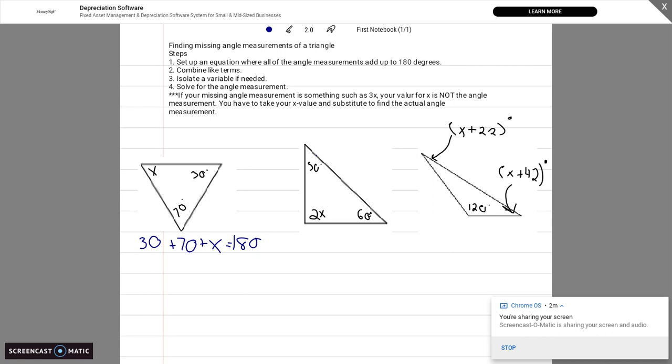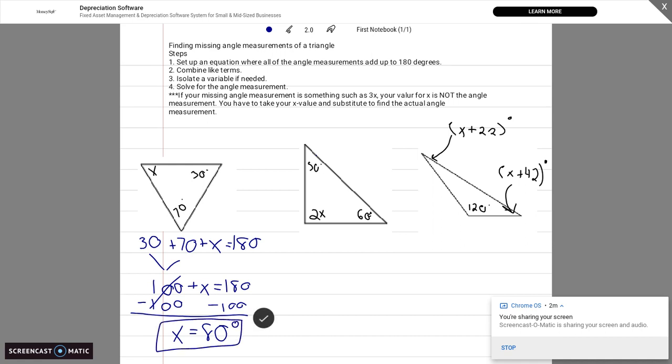I can combine the 30 and the 70 to 100 plus x equals 180. And I can isolate by subtracting 100 from each side. So x is going to equal 80. And in this case, it's going to equal 80 degrees because it represents an angle measurement. So I'm going to draw a squiggly just to keep it separate.